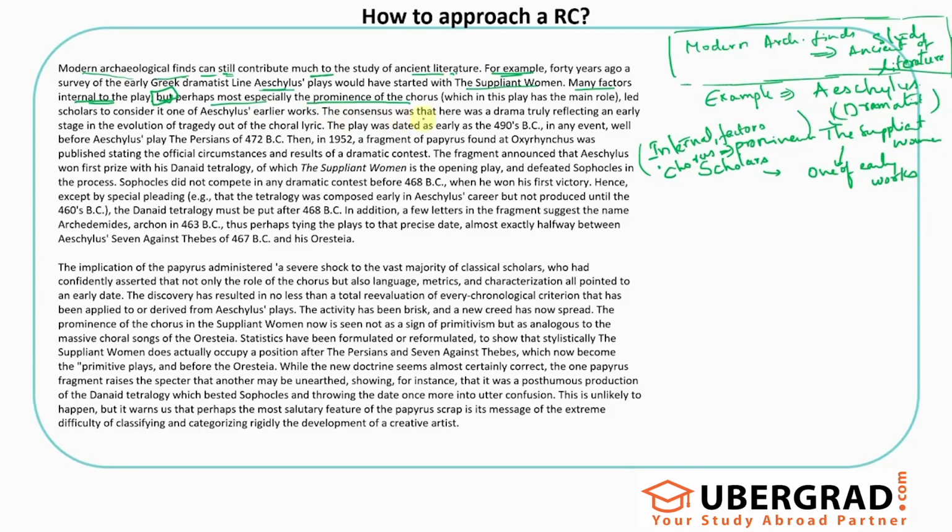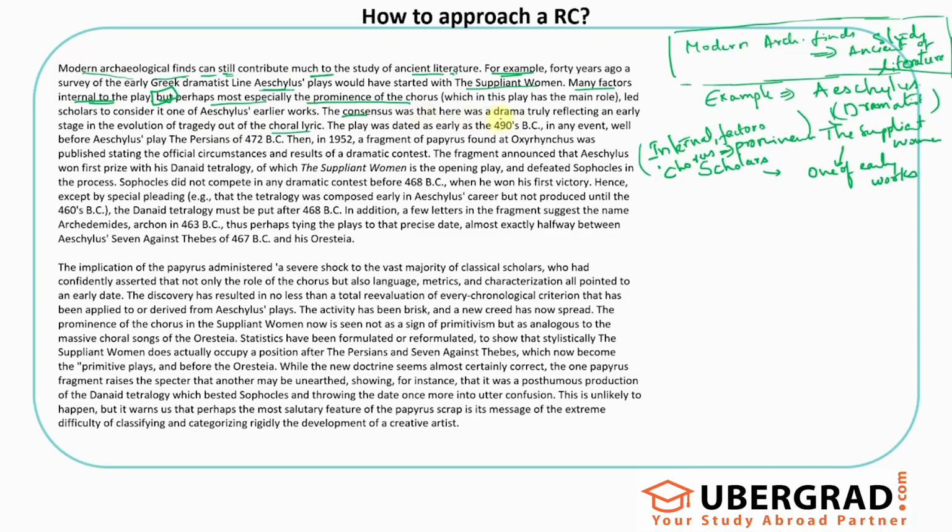The consensus was that here was a drama truly reflecting an early stage in the evolution of tragedy out of the choral lyric. So this is a continuation of that. Choral lyric is some type of chorus that you see, the lyrics that you see. Maybe they saw how the chorus has evolved over the years, the lyrics used and the chorus that's been used. Maybe looking at the way the chorus has been used in this drama, they've come to a conclusion, right?